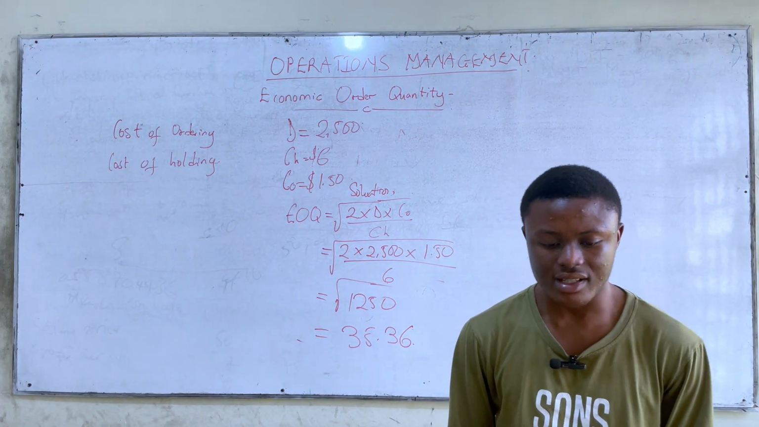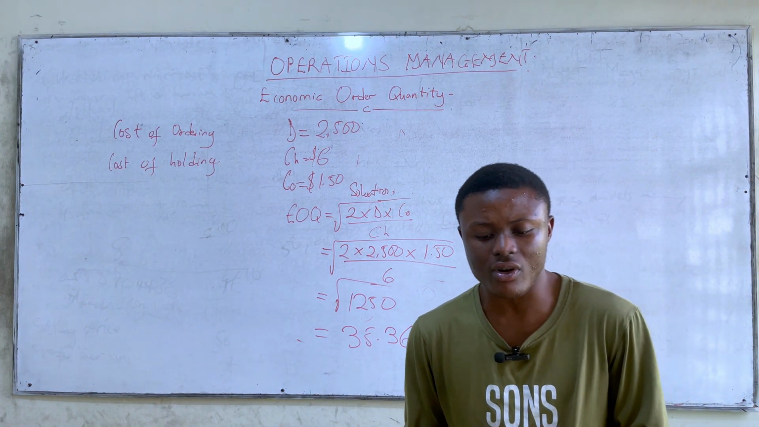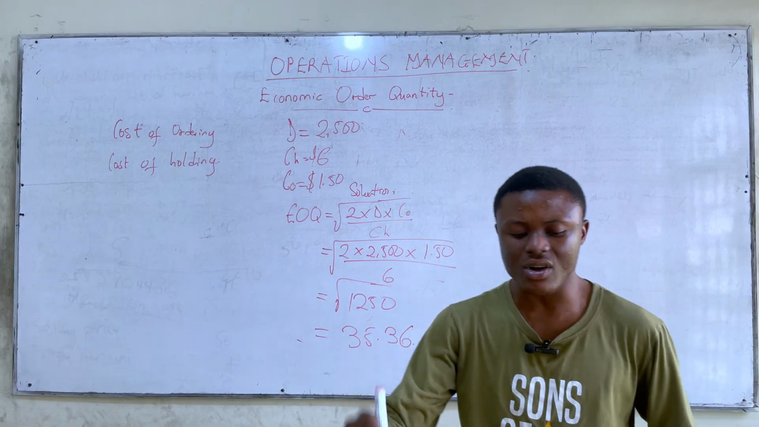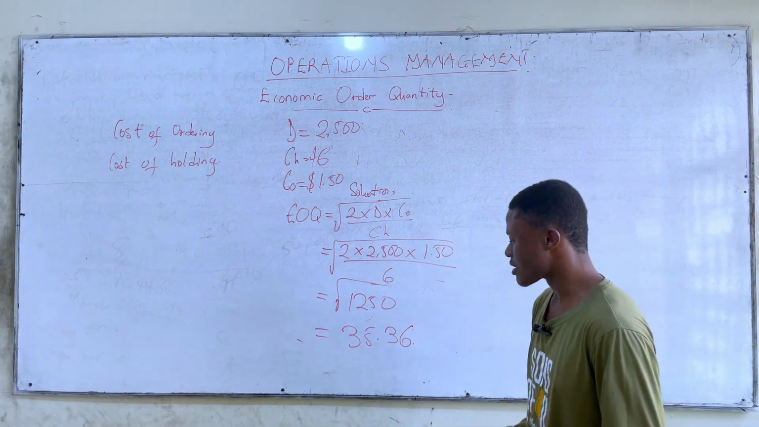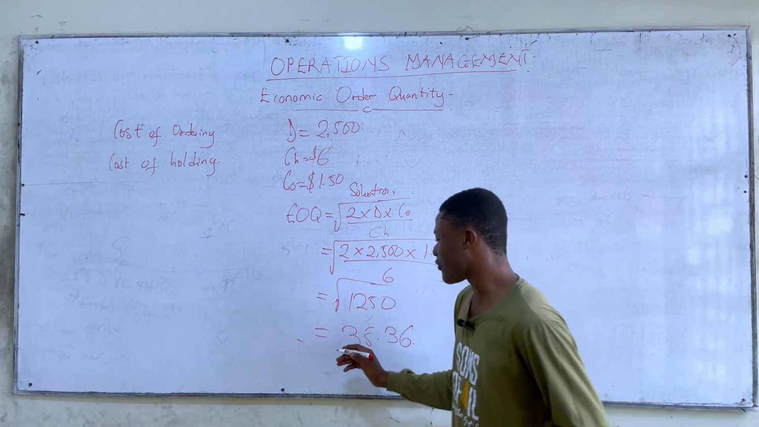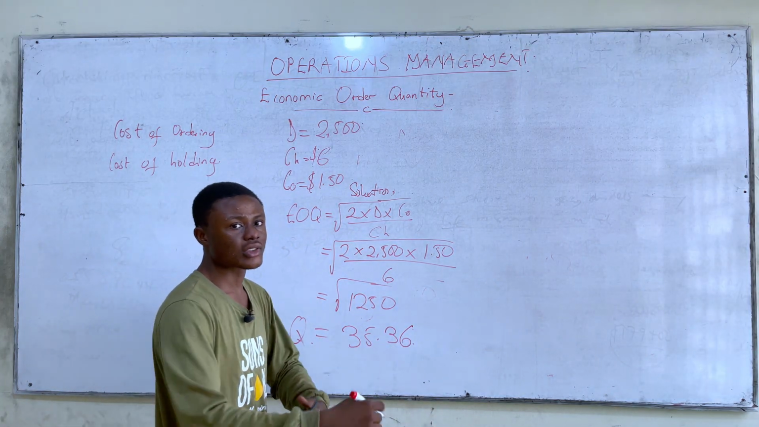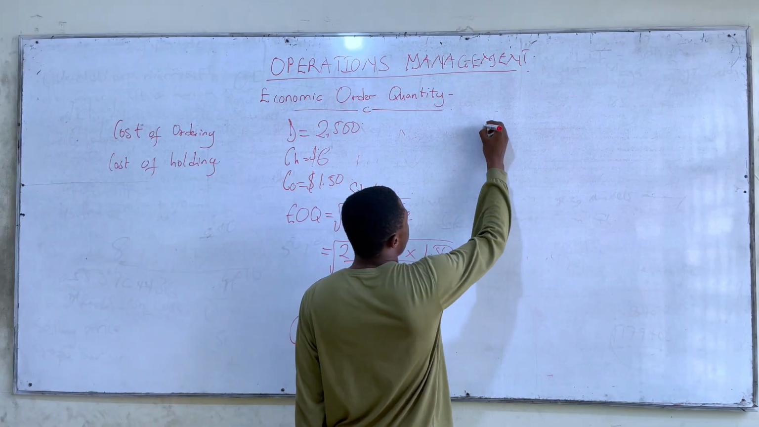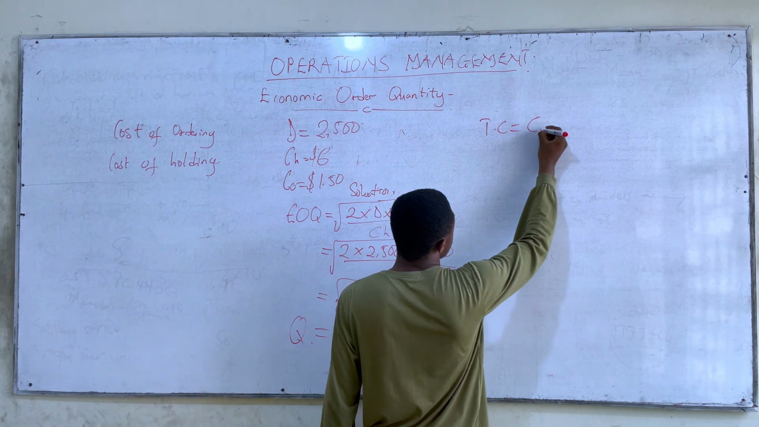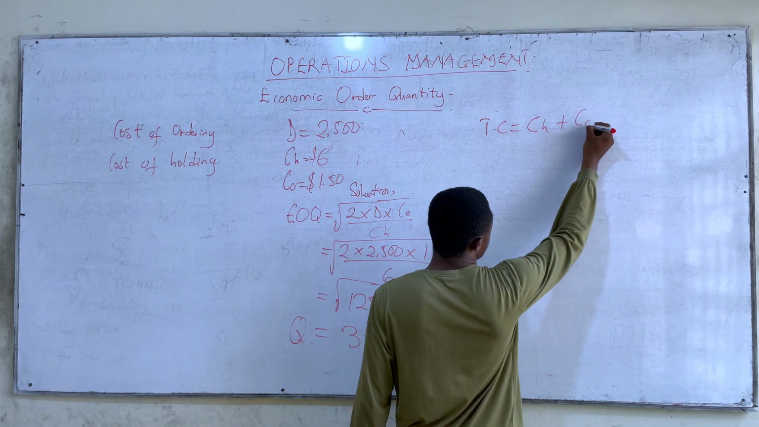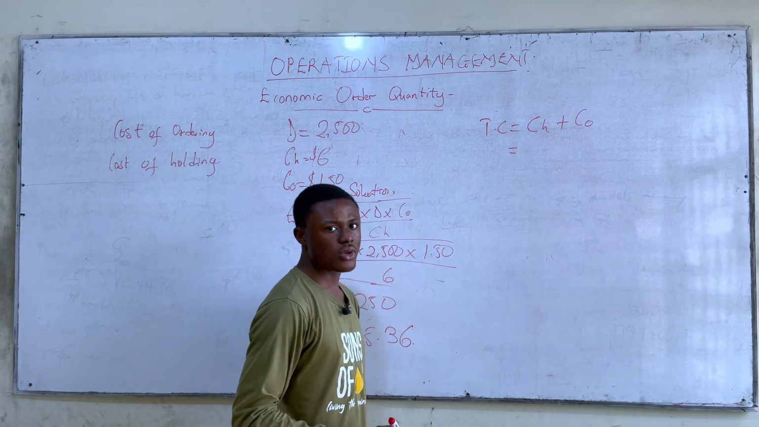The question says, what is the total cost of inventory based on computed Q? So here we have computed our Q, which was 35.36. So what is our total cost? As I said, our total cost is your cost of holding plus your cost of what? Ordering. Are we good? Great.